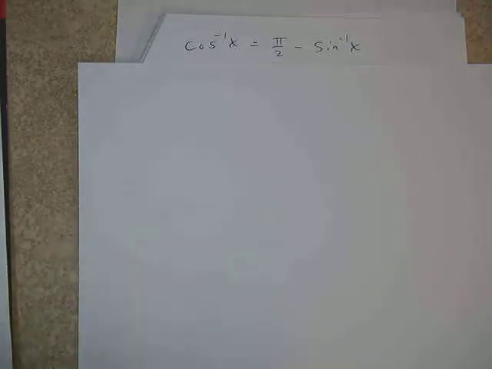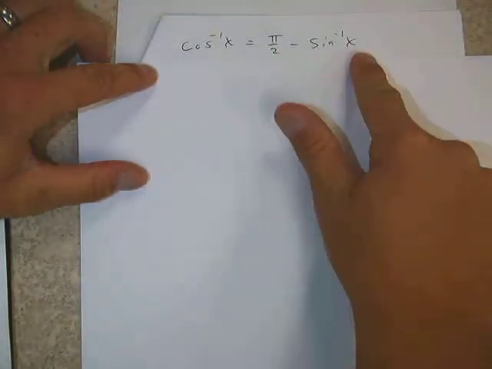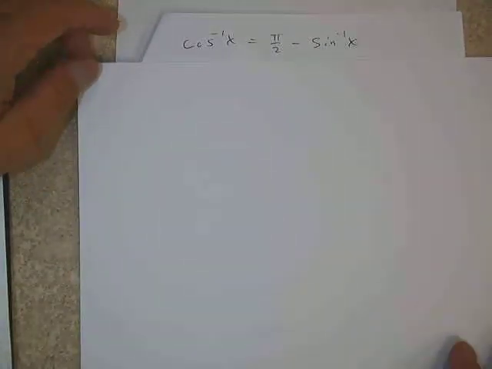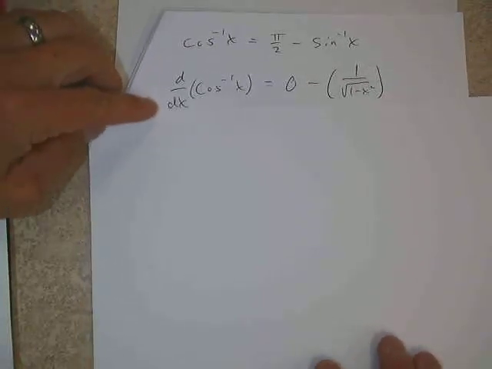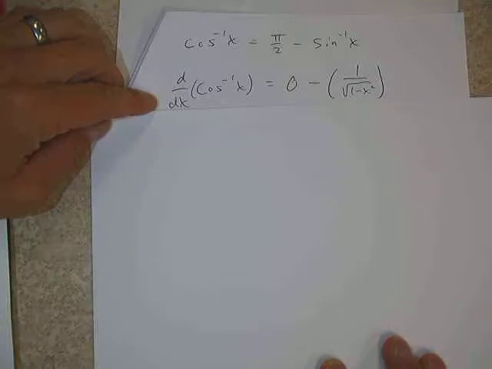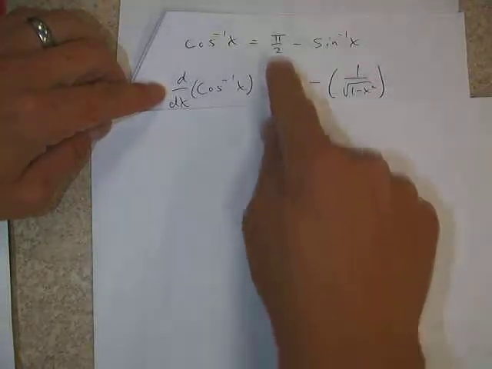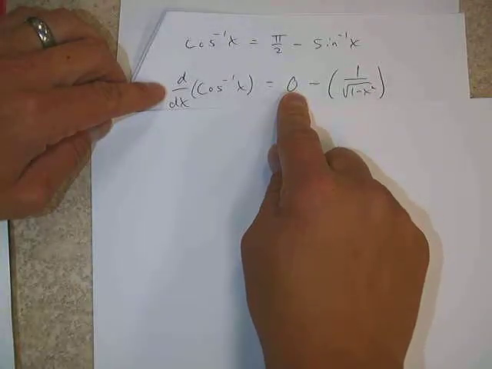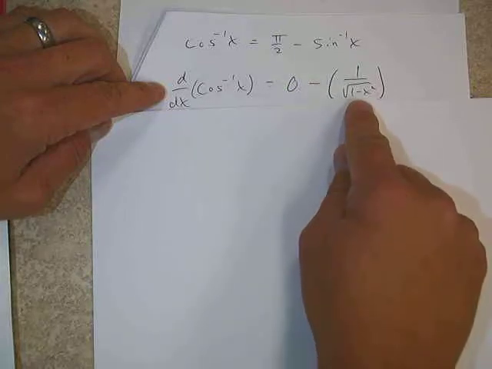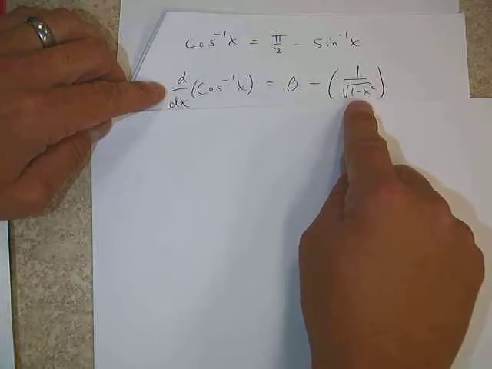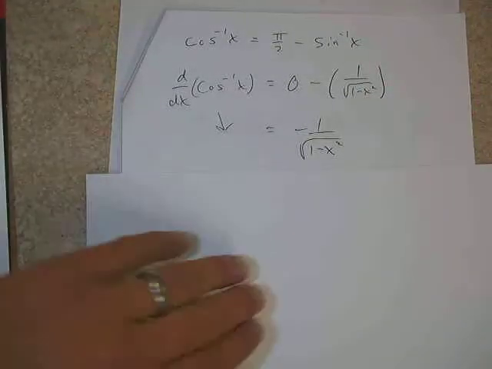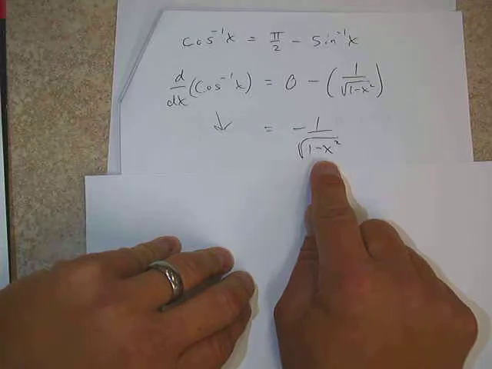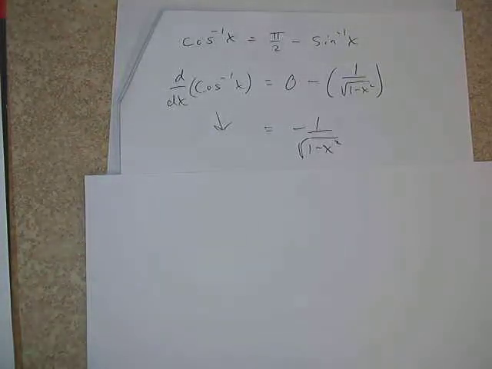Now, before I go on to the third one, I want to talk about a cofunction identity that connects the cosine inverse and the sine inverse, and this is why we only have to memorize 3 instead of 6. If we use this cofunction identity and implicitly differentiate the left side, we'd have the derivative of cosine inverse x, and that's what we're interested in finding. The derivative of pi over 2 is 0, minus, what's the derivative of sine inverse? We already know the rule for that.